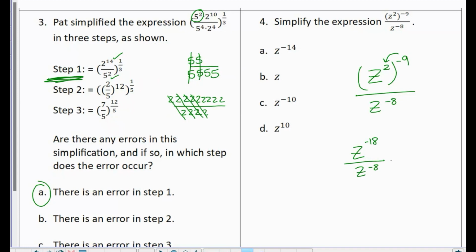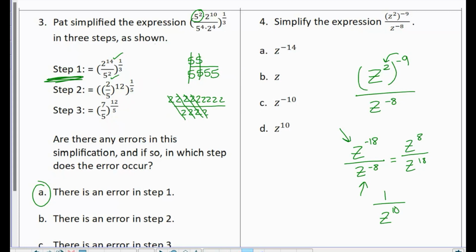Now, I can't have negative exponents, so that's going to cause me to flip it to the other side. Because they're both negative, they are both going to go to the opposite side. So this would become z to the 8th over z to the 18th. And now, anytime I have the same thing on the top and the bottom, I can subtract. 8 minus 18 is going to give me z to the 10th on the bottom.